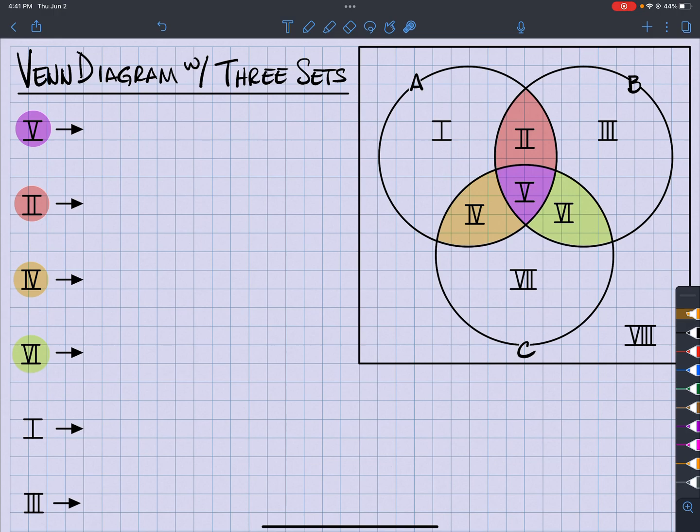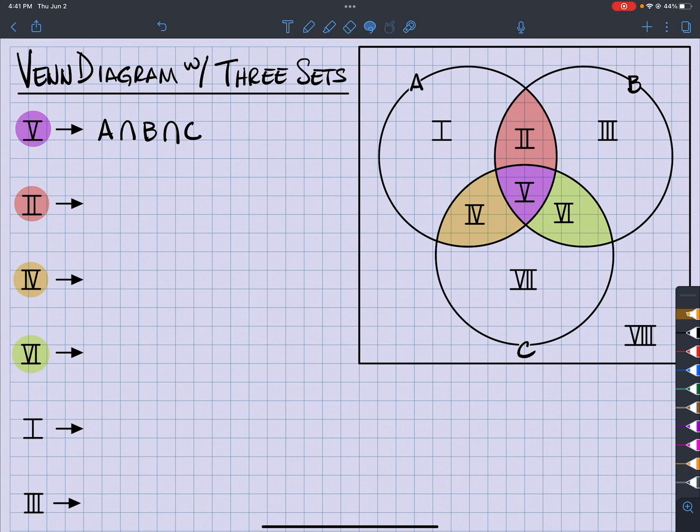For example, this area right here, region 5, is the intersect of all 3, A, B, and C. The way I would write that is A intersect with B intersect with C. Intersect, again, is what they have in common. So where all 3 things have in common is region 5.